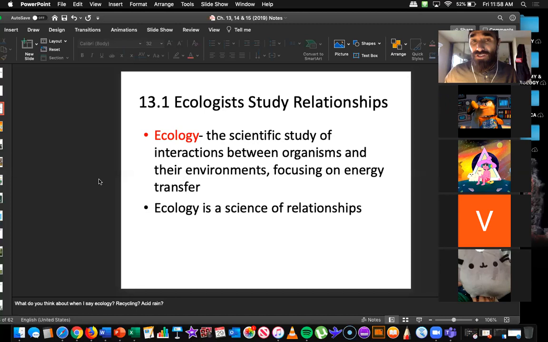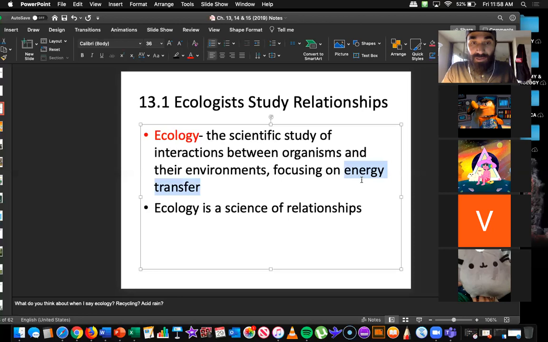So it's not just studying one organism. It's studying organisms and their interactions. And more importantly, energy transfer. And by energy transfer, I mean, what does Krusty eat? Who eats Krusty? Okay, that's what we mean by energy transfer. So it's a science of relationships, guys.